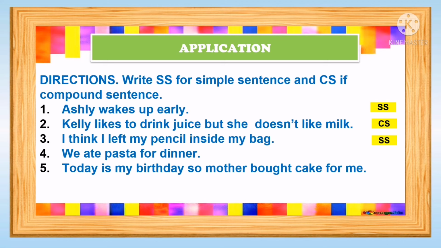SS or simple sentence. Number 4. We ate pasta for dinner. The correct answer is very good. SS. And lastly, today is my birthday, so mother bought cake for me. The correct answer is CS or compound sentence. Well done, kids. Now let's pull up the next slide.